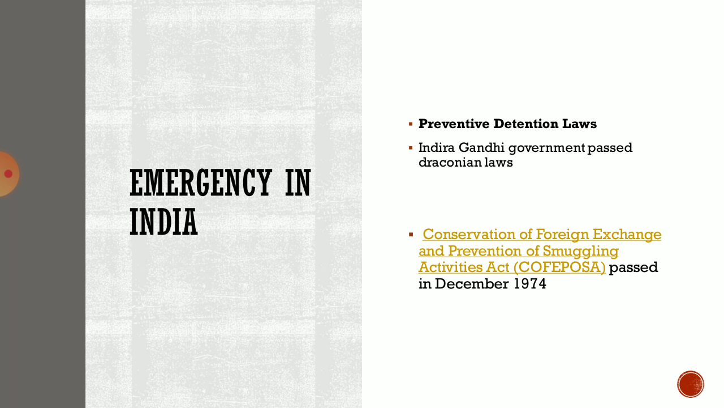Okay, so COFEPOSA, again I'm elaborating on the short statement. COFEPOSA is Conservation of Foreign Exchange and Prevention of Smuggling Activities. So it was passed in December 1974, and was also frequently used to target opponents.